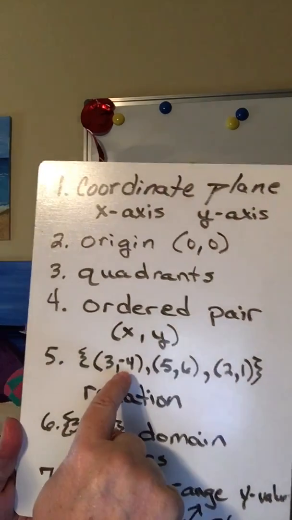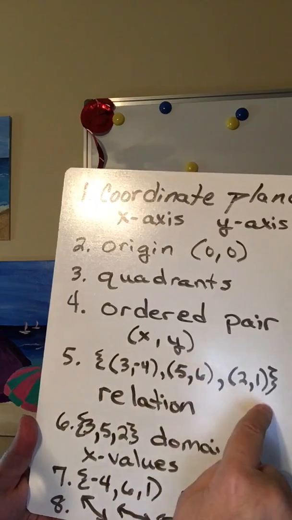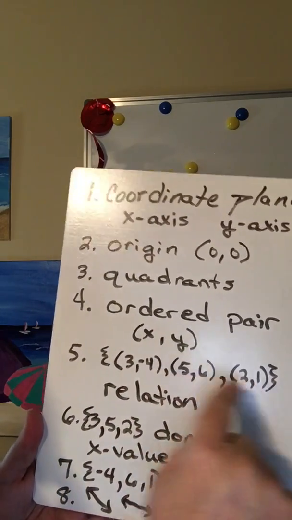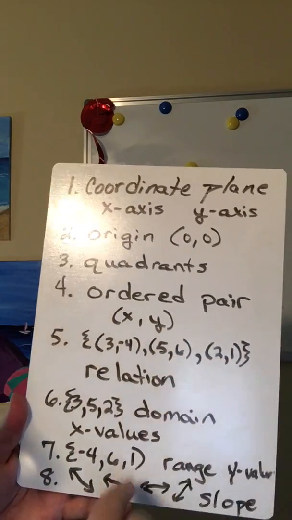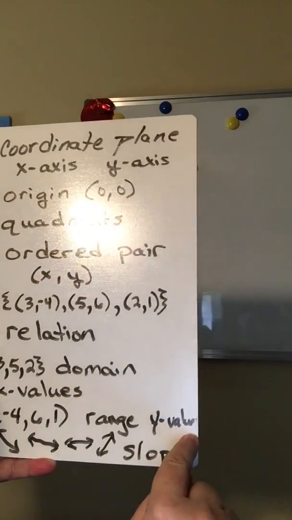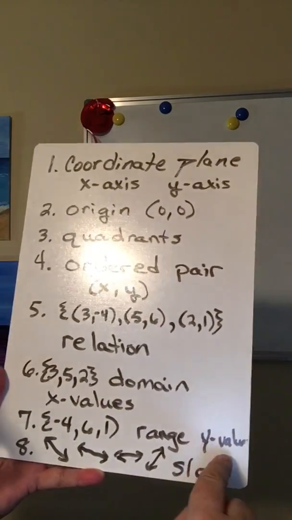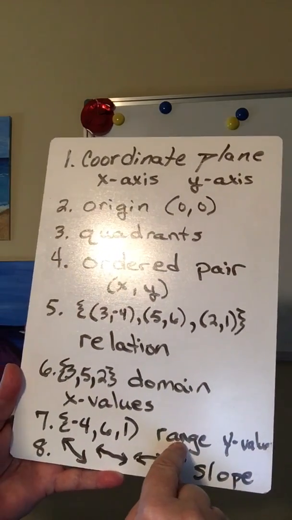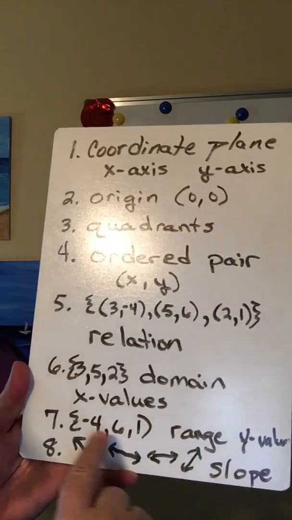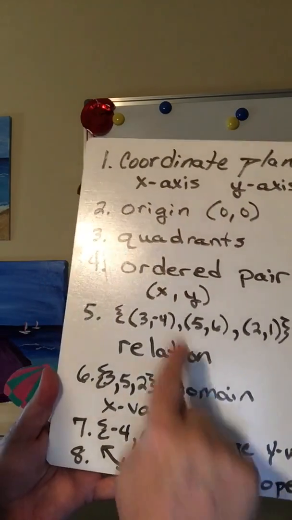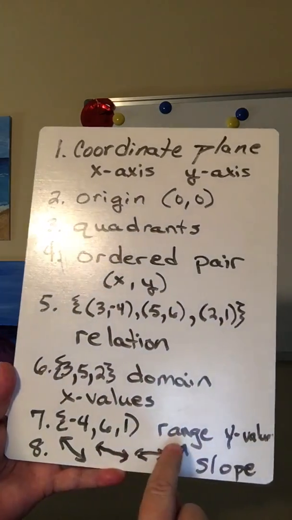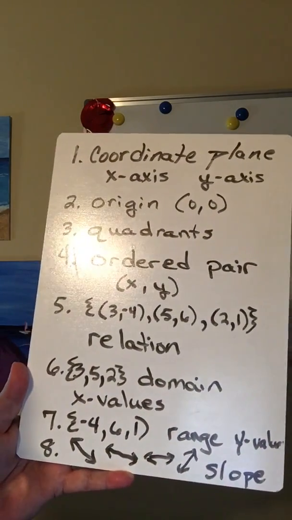Then the other ones, the second ones in each ordered pair, -4, 6, and 1, those ones are all the y values, which I partially erased because I touched it, or the range. Those are called the range. All of the y's in the relation, those are the range, the y values.